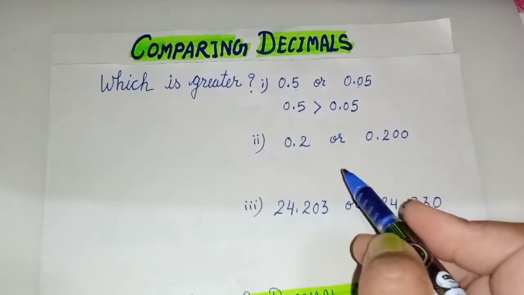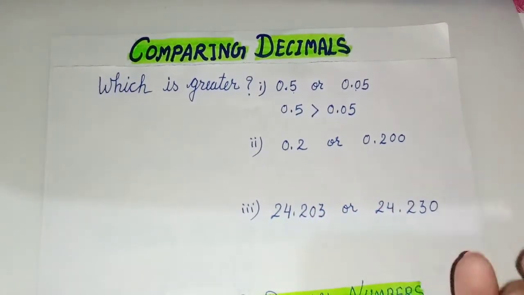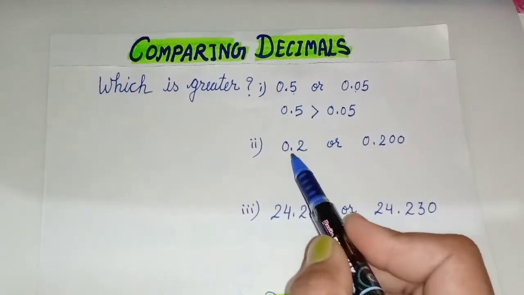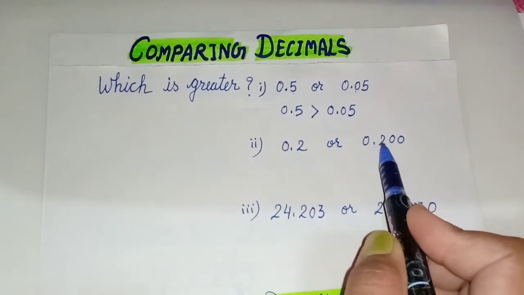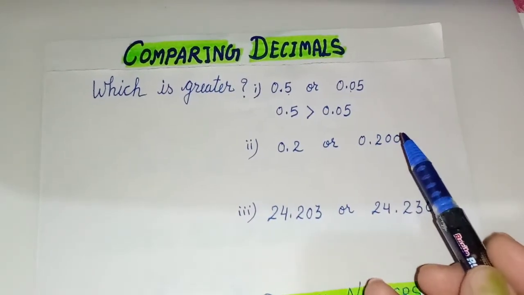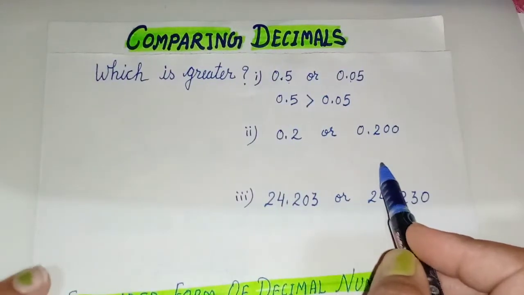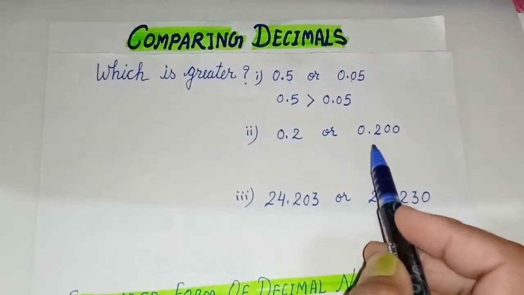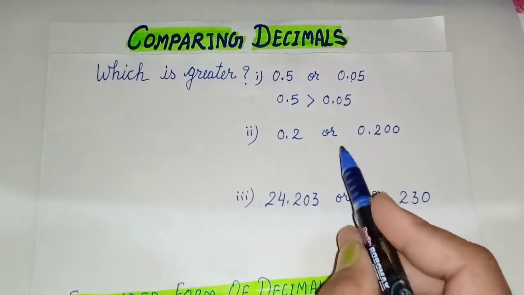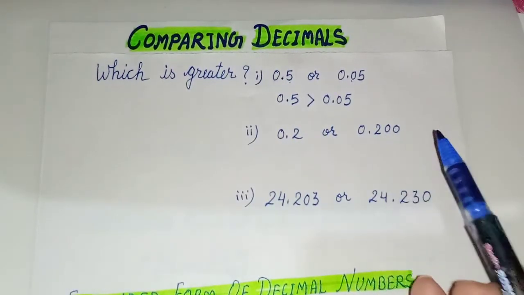Now let us go to the second example: 0.2 and 0.200. Here you see the place before the decimal, 0 and 0, same. First place, 2 and 2, same. The second place it doesn't have anything, and here it has 0, and the next one is also 0. So what to do in such a case? Before that, I would like to tell you about like decimals. Like decimals means decimal numbers which have an equal number of digits after the decimal.